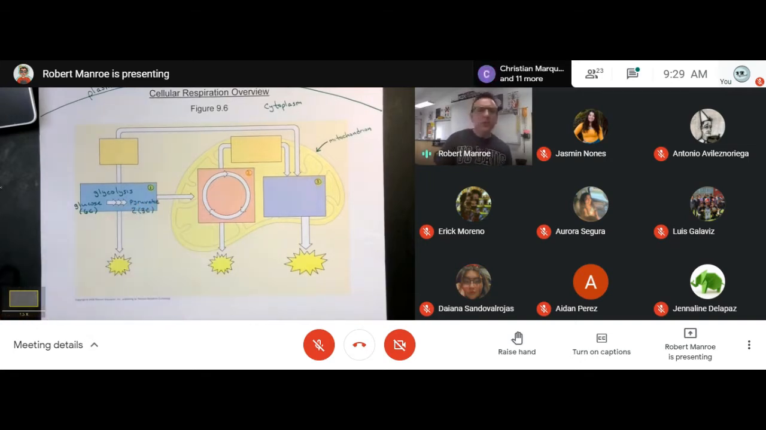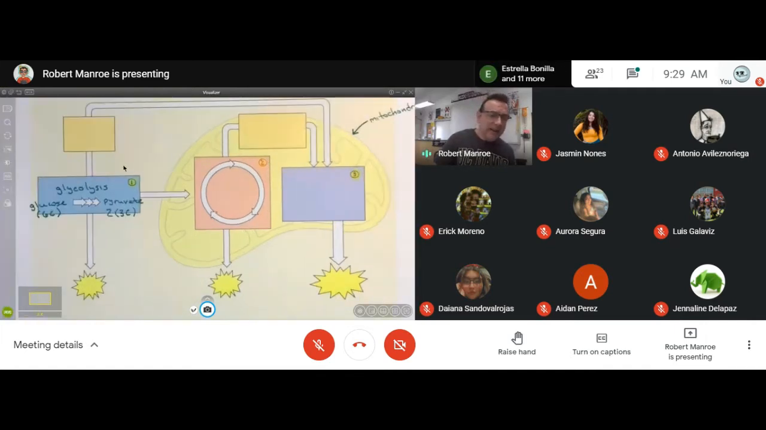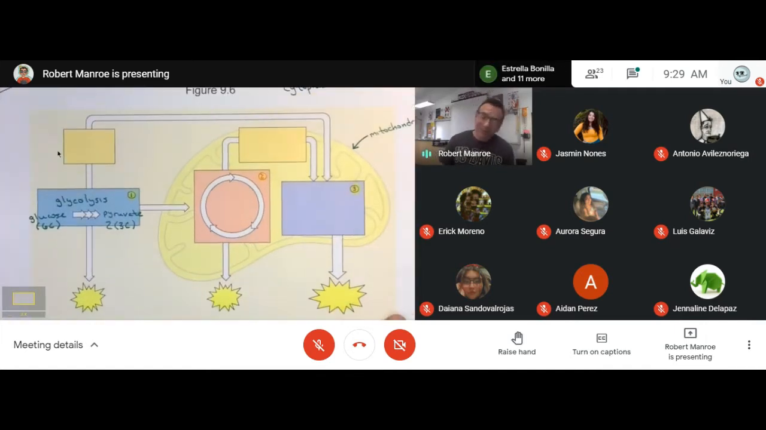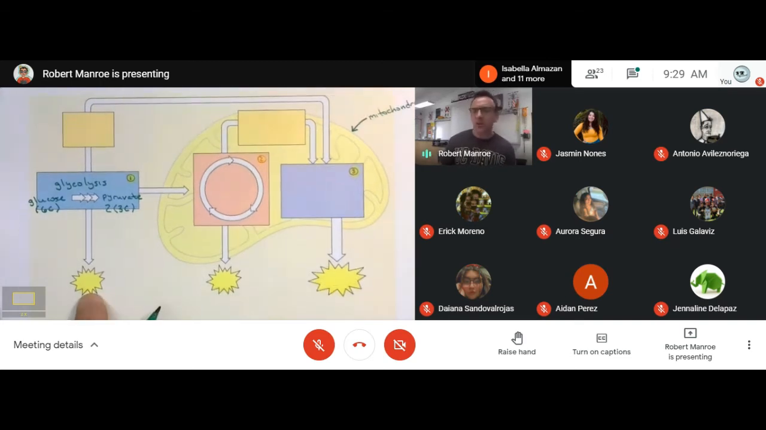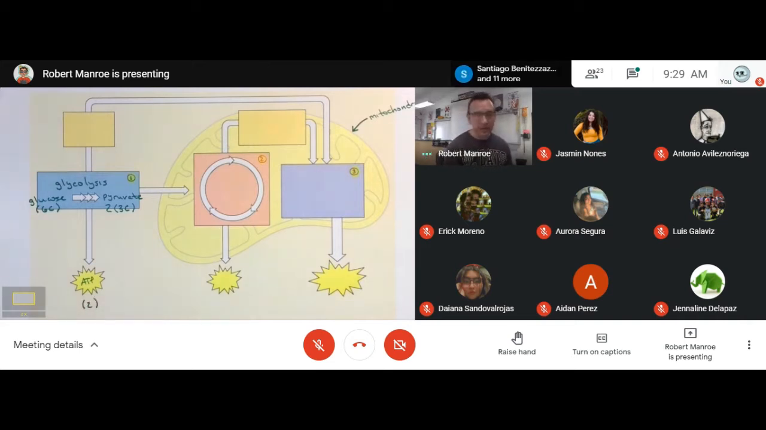Some of your professors will refer to that as pyruvic acid because in water this ionizes to its acidic form. Fine. Whether they call it pyruvate or pyruvic acid, same thing. The star. What does the star always mean in any biological diagram? ATP. Always. This process makes 2 of them by a process called substrate level phosphorylation.